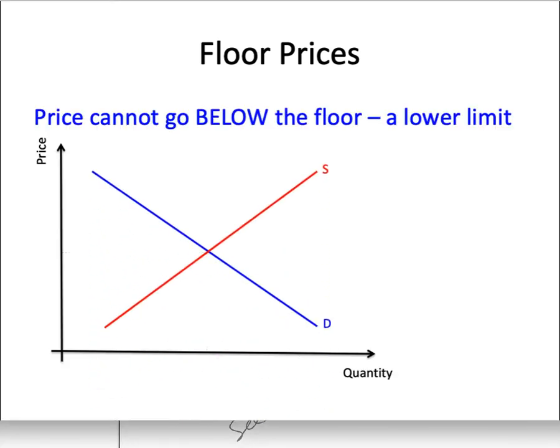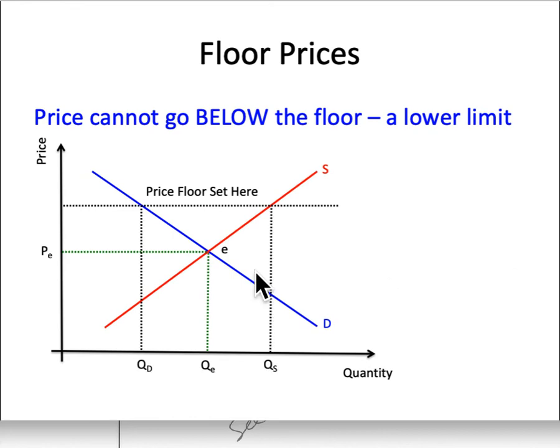The next of the 4 topics that we talked about is floor prices. In this scenario, prices cannot go below the equilibrium level, so they have to be above it. We want to keep prices this high. Quantity demanded is very low because prices are high, so people don't want to buy it, while quantity supplied is very high because people want to supply it for a higher value, and therefore there is a surplus.